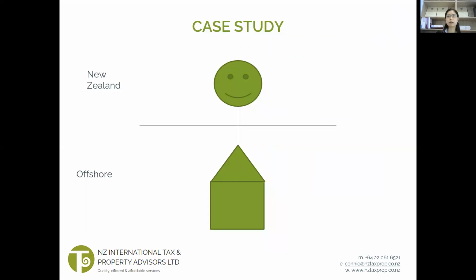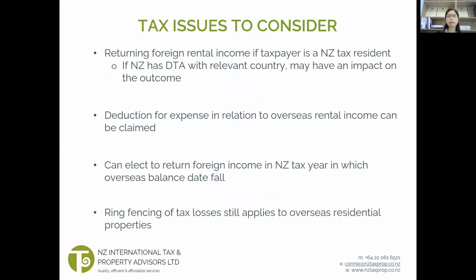Here's an illustration of the case study we'll discuss today. So the New Zealand taxpayer, who's a New Zealand tax resident, is holding an offshore rental property. First point here is that a New Zealand tax resident will be taxed on New Zealand source and worldwide source income. So the foreign rental income needs to be reported in the New Zealand tax resident's tax return. If New Zealand has a double tax agreement with the relevant country, then it may have an impact on the outcome.